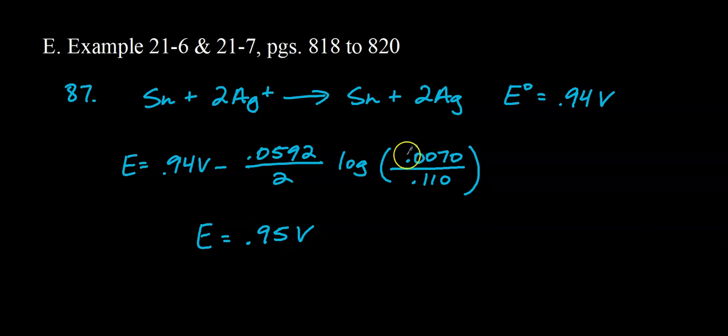We do log of Q for the Nernst equation, so concentration of tin 2 over concentration of the silver. Looks like I did not square that though, so we need to square the concentration of the silver. So we might have to confirm my answer here and make sure that is correct, but that is our setup. Don't forget about your coefficients in your balanced equation becoming exponents in your Q expression. So double check, that may or may not be the right answer. So hopefully it's something close to that.